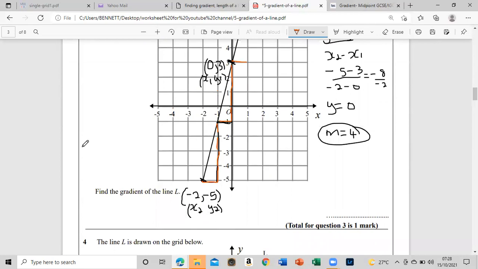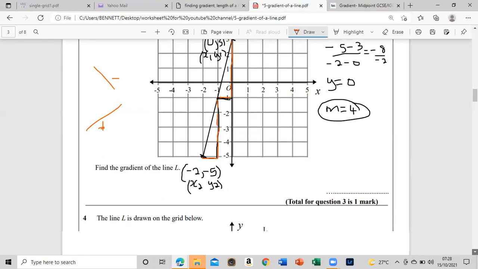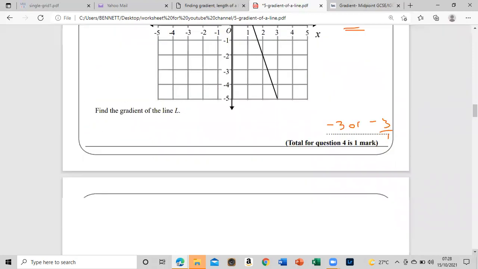So when the line runs up, the gradient is positive. When it runs down, the gradient is negative. And we can see that, right? We did three of these and the gradient was positive, and then we did one of this one and the gradient is negative. All right, so let us see.